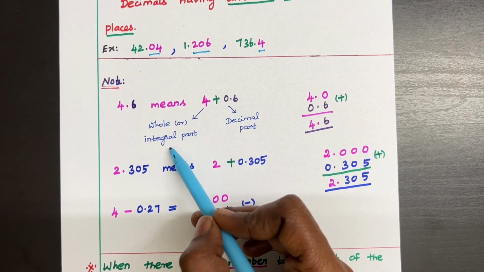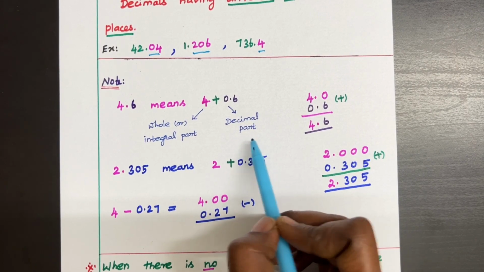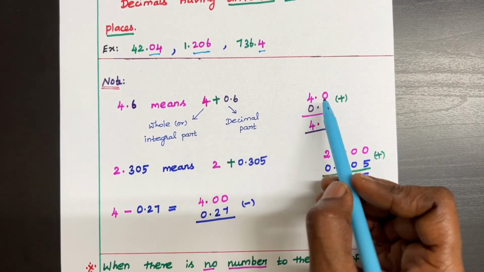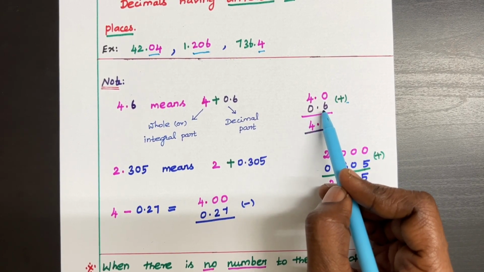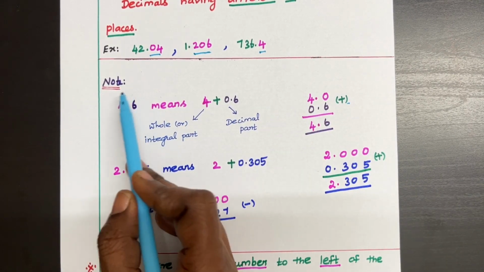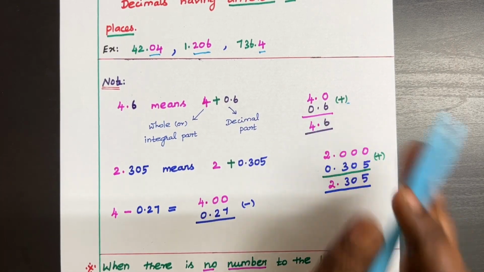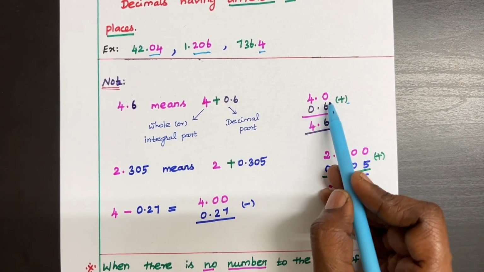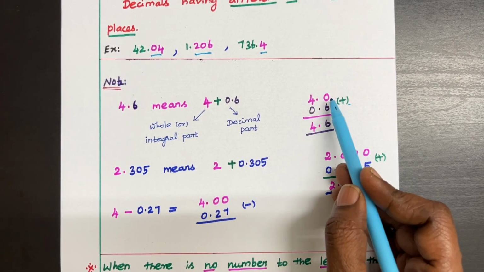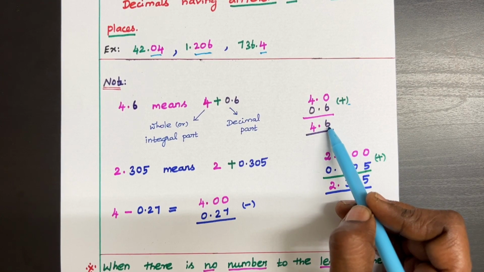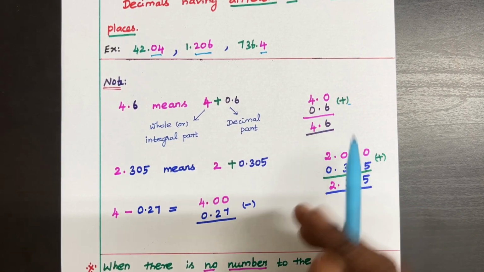This is the whole number or integral part. This is the decimal part. So how are they added? 4.0 plus 0.6. If a number is in this form, simply the whole number part is added with the decimal part. So 4.0 plus 0.6. If you add, just add the decimal places. 0 plus 6 is 6, 4 plus 0 is 4.